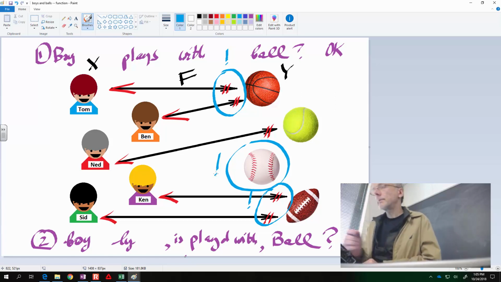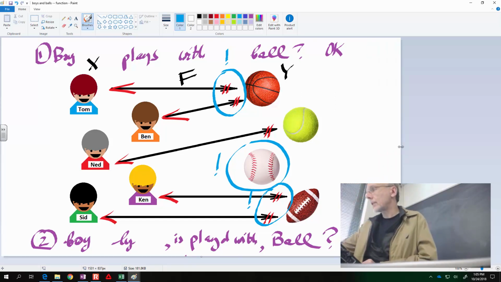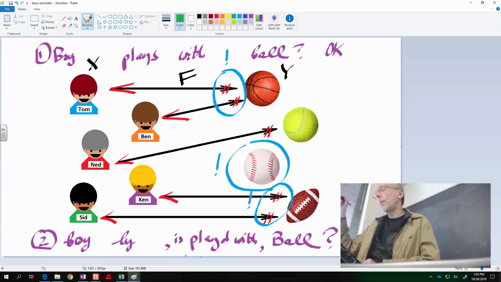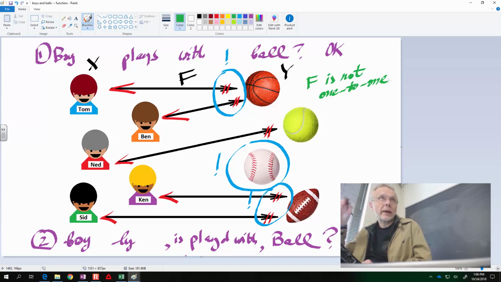Can you classify these two problems in the light of our recent discussions? Two boys play with the same ball, basketball. What is it? Not one-to-one. So indeed, f is not one-to-one. So f, even though it was a function, lacks a certain degree of regularity. It is not one-to-one. There are two arrows converging on the same ball. So once again, that function f of ours that we started with is not one-to-one.